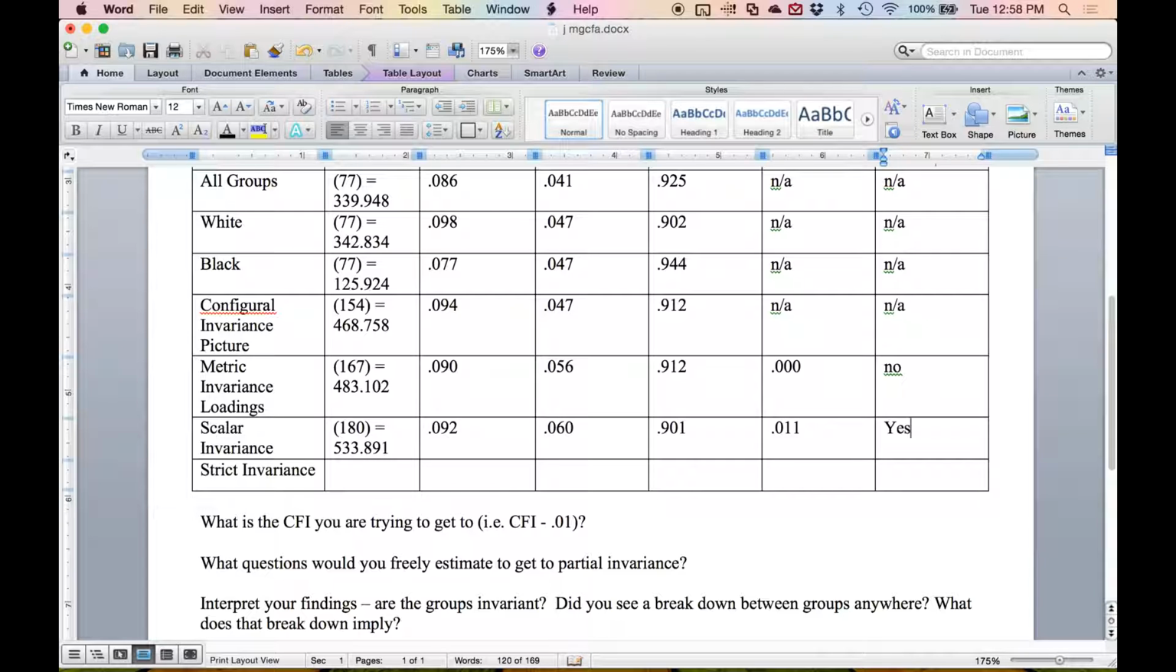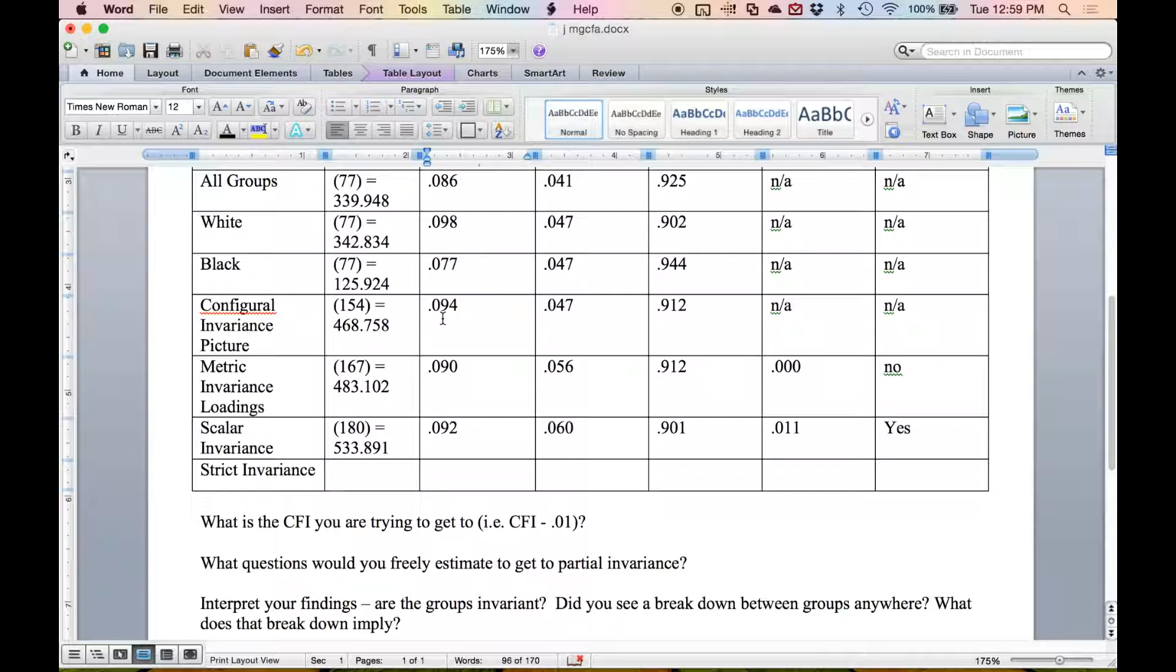So that is a significant change from the previous step. One thing to note here is, unlike MTMM, where you control everything and compare everything to the first model, I'm actually comparing this one to the previous step, the metric invariance, because we're changing one set of things at a time. As we go from configural invariance to metric invariance, yes, we're changing multiple parameters, but we're changing one type of parameter at a time. So I would compare those to each other. And then going from metric to scalar, I'm changing one parameter. I'm going from only loadings to loadings and intercepts.